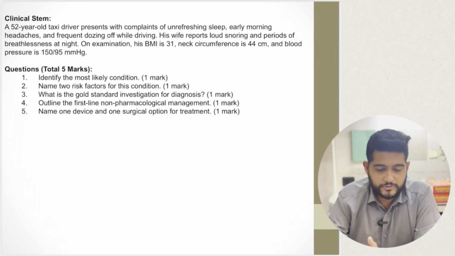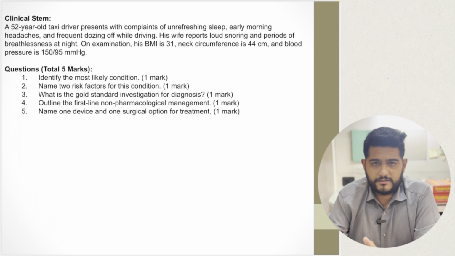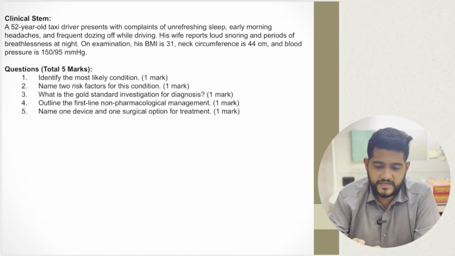On examination, his BMI is 31, neck circumference 44, and blood pressure is 150/95. You have to identify the most likely condition, 2 risk factors, gold standard investigation for a diagnosis, first line non-pharmacological management, 1 device and 1 surgical option for the treatment. I think from the history you are able to get what the diagnosis is. The patient is having daytime sleepiness, dozing off while driving, he is having unrefreshing sleep, which is important.